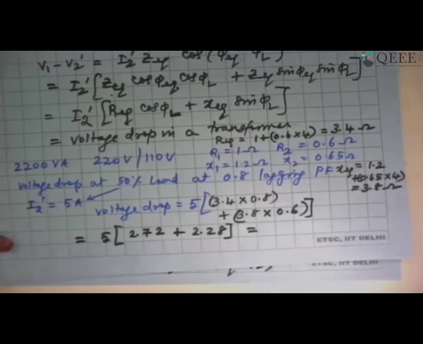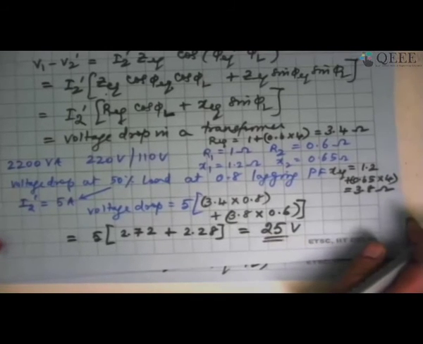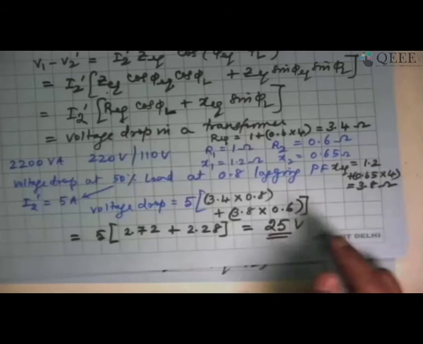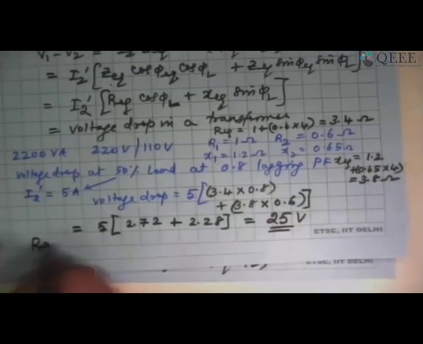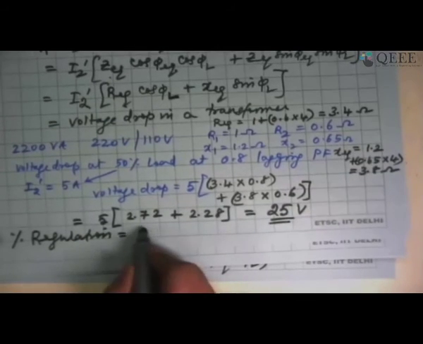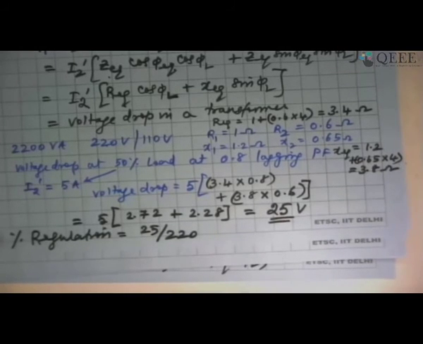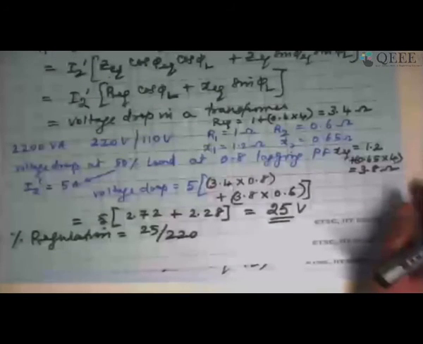This is the overall voltage drop: 5 multiplied by 5, 25 volts drop that I am going to get in this particular case at 50% load. So 25 volts is the voltage drop. So I can say the regulation percentage will be 25 divided by 220, more than 10%, which is definitely not a good transformer. It is not a good transformer.